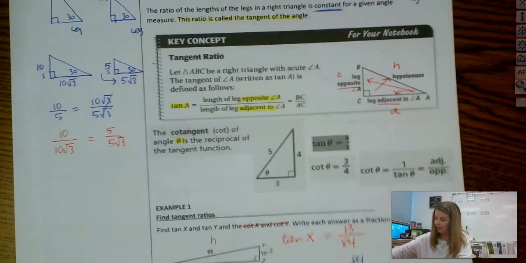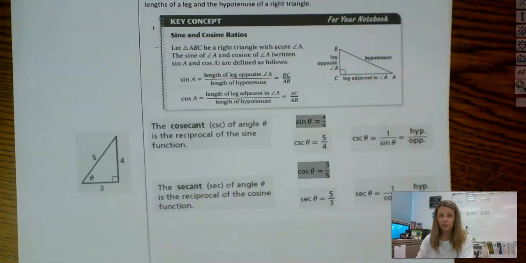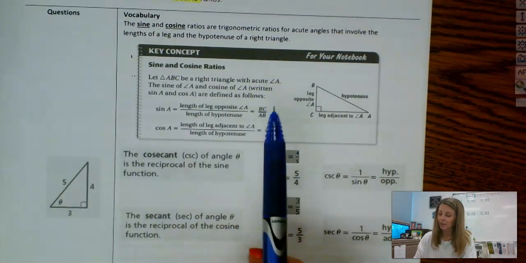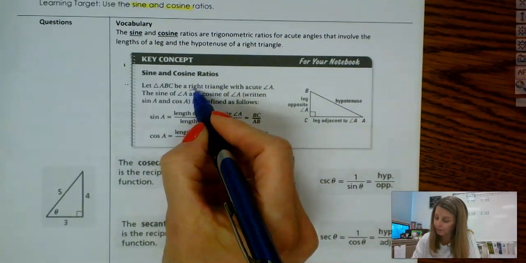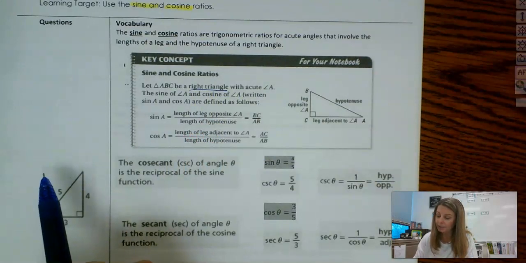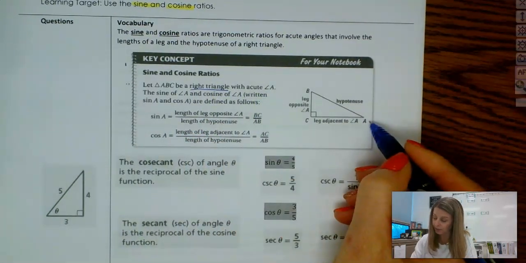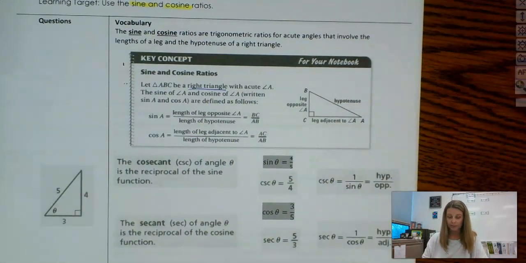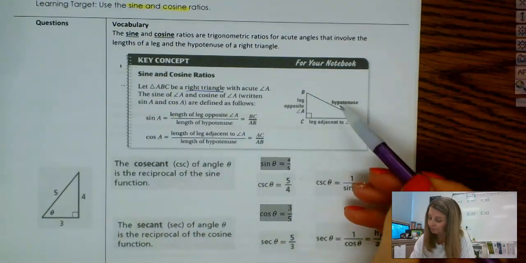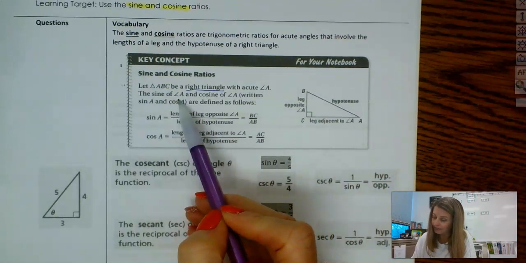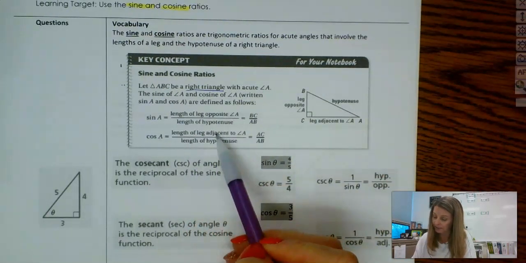So let's look at sine and cosine. So starting off with sine. Now again, first of all, this only applies in right triangles. Okay, so let ABC be a right triangle with acute angle A. So we're going to talk about A here. And I'm going to use a pencil here because I want to mark on it and then erase it when we look at cosine. All right, the sine of angle A and cosine of angle A are written as follows.